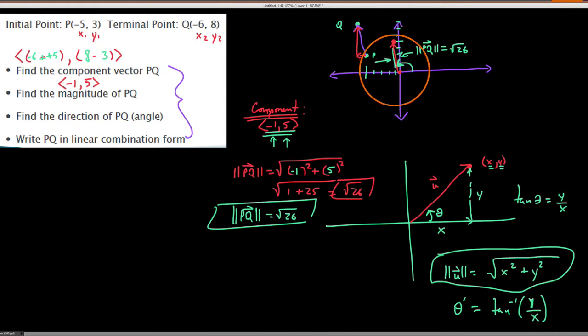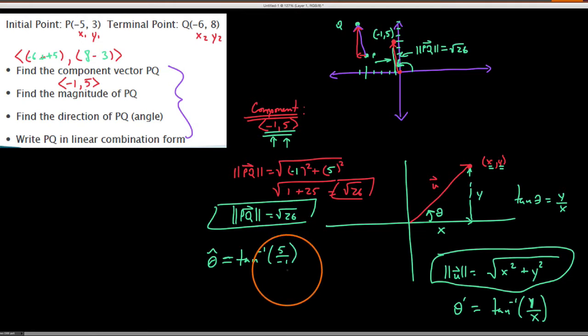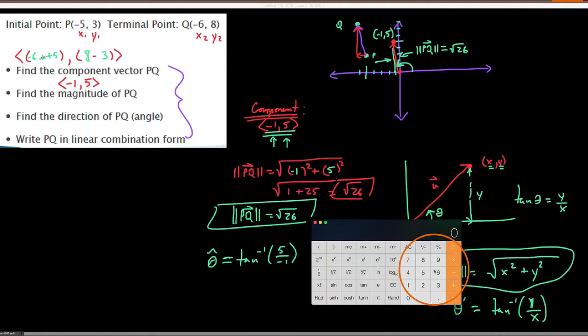Then we know that this vector terminates at -1, 5, and we already know its components. So if we wanted the direction angle, theta prime is equal to the tangent inverse of the y component, which is 5, over the x component, which is -1. We're going to get our calculators out, in degrees. We have 5 over -1 is -5, and we'll do the tan inverse of this.